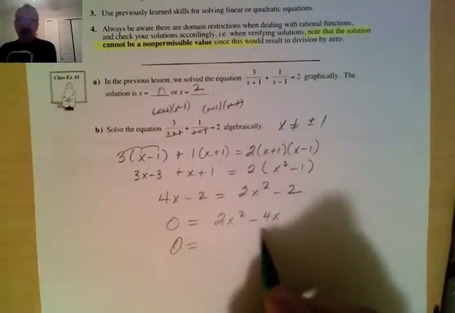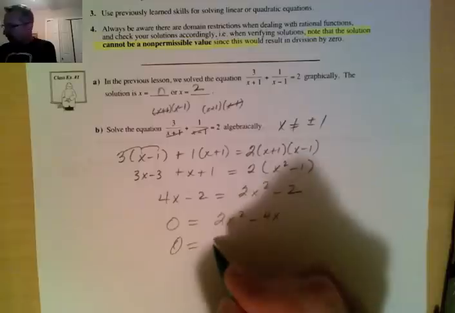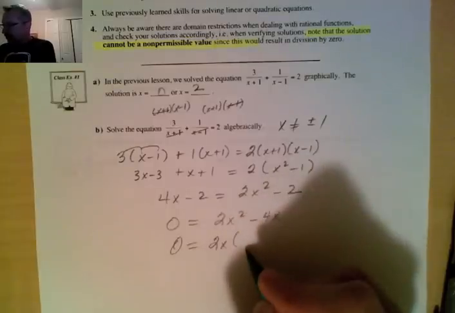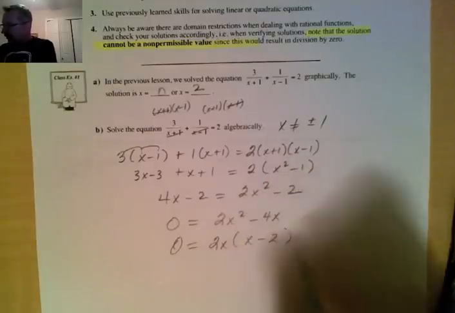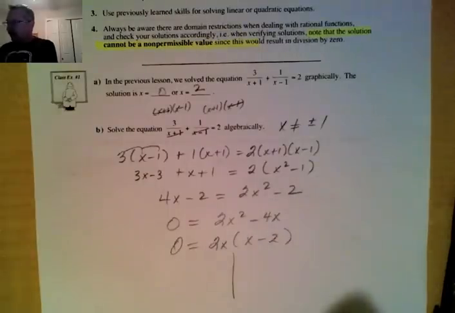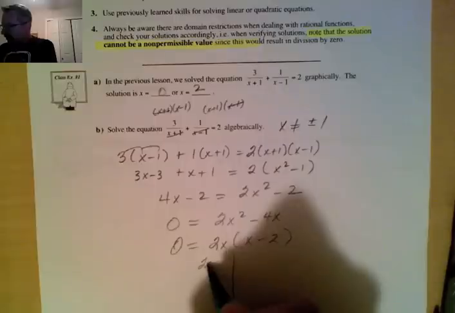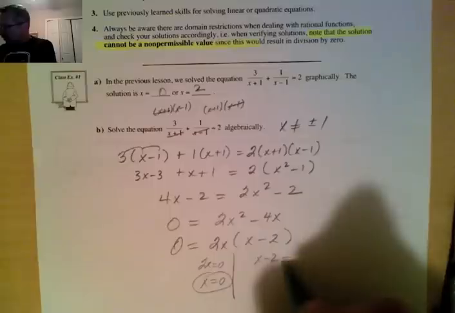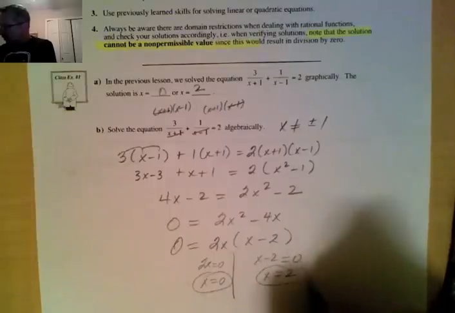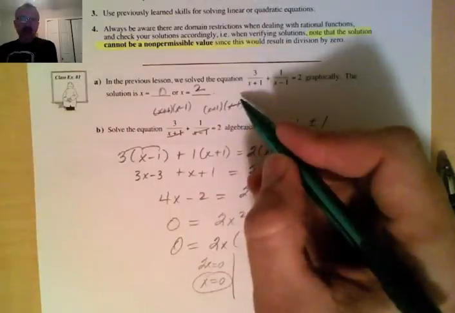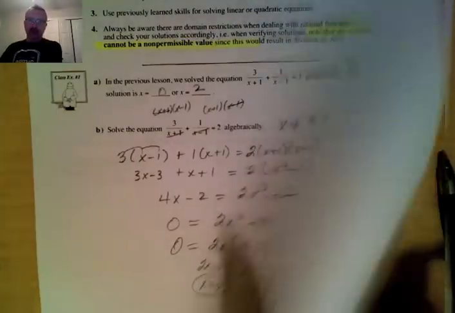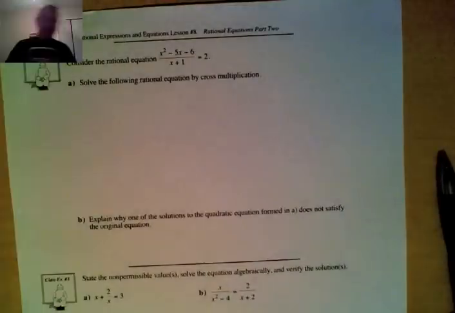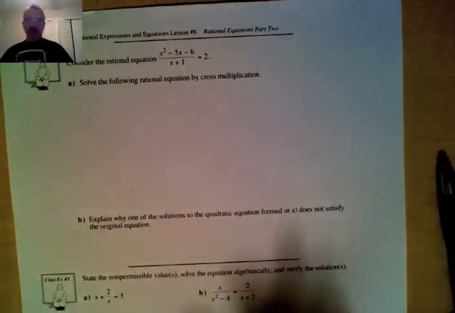So the first type of factoring that you do is you try to take out a common factor. So we're going to take out a 2x, and you're going to be left with x minus 2. So we equate each of these things to 0. 2x equals 0, so x equals 0. x minus 2 equals 0, so x equals positive 2. And that does confirm the solutions we got graphically in the last lesson. Okay, so let's look at a couple more examples.